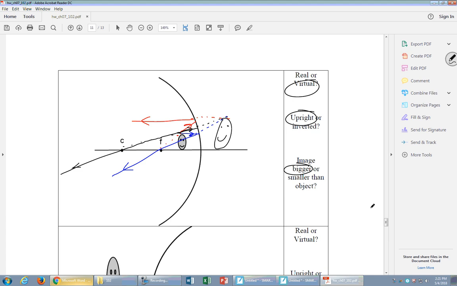Also, you can do a 4th ray for mirrors. I go to the center of the mirror, and then I follow the law of reflection. And notice it goes back there as well.